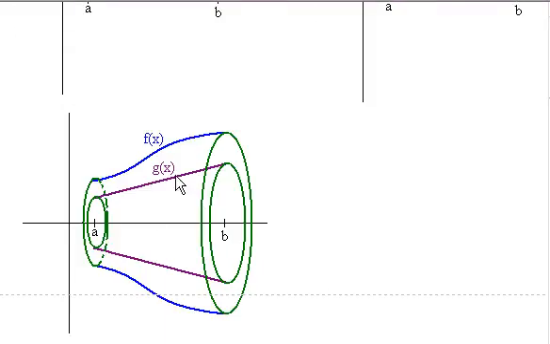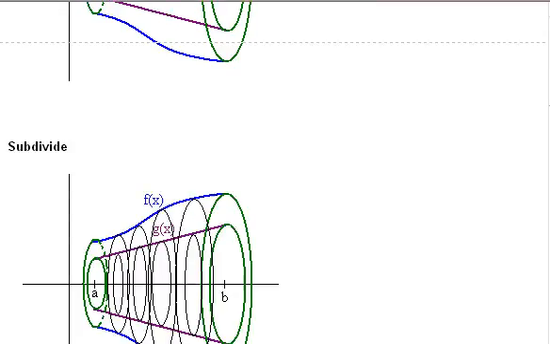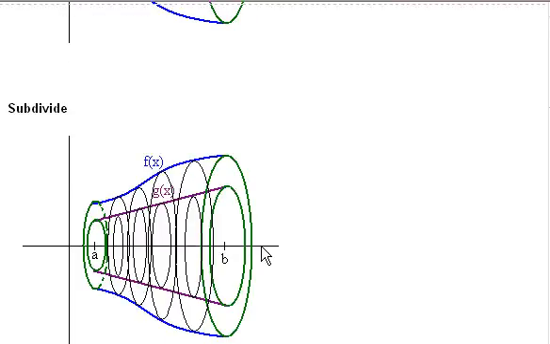I couldn't find a really good way to shade that, but it's in between the hollow part here and the outer part, which is shaded in with a blue border. That's what we're trying to find. So we'd subdivide it first, and here I've subdivided it up into washers. These are washers, right, that would approximate the volume.